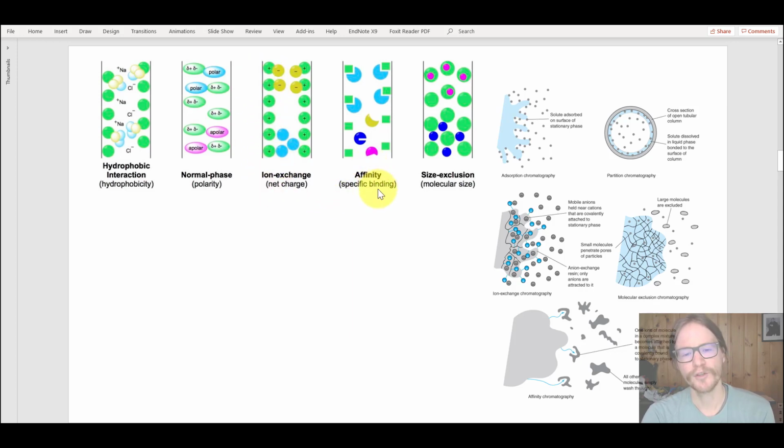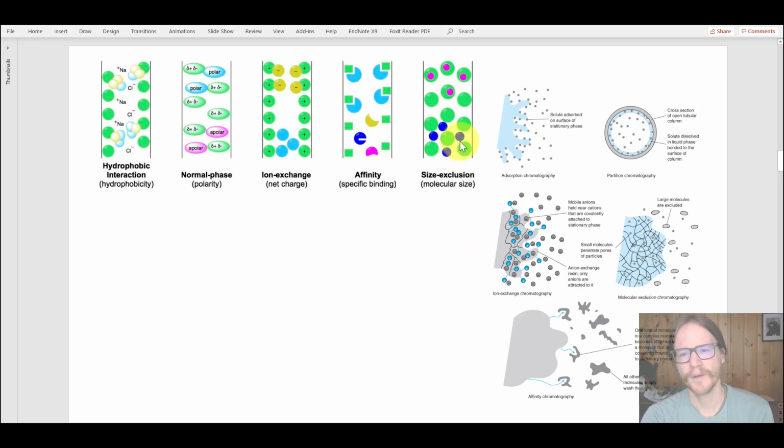We could do affinity type binding, which typically means you've got antibodies or aptamers that have very specific binding or recognition sites for whatever species you want to capture or elute, depending on how you design this. These are, of course, much more expensive, but they're very, very specific. So they end up being used mostly in biological chemistry.